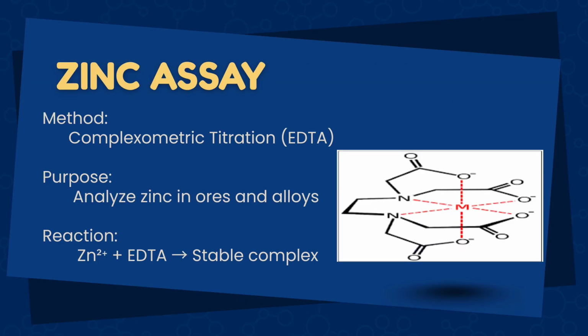Zinc assay. Zinc is another important metal, often used in alloys and galvanizing. The classical method for zinc assay is usually done using complexometric titration with EDTA. Here's how it works. The zinc ions in the solution react with EDTA, a special chemical that forms stable complexes with metals. The amount of EDTA used to complete the reaction tells us the amount of zinc in the sample. This method is quite popular because it is accurate and easy to perform once the sample is prepared properly.